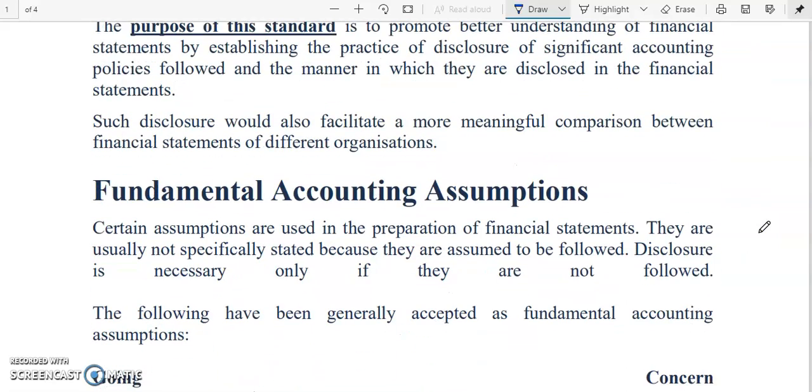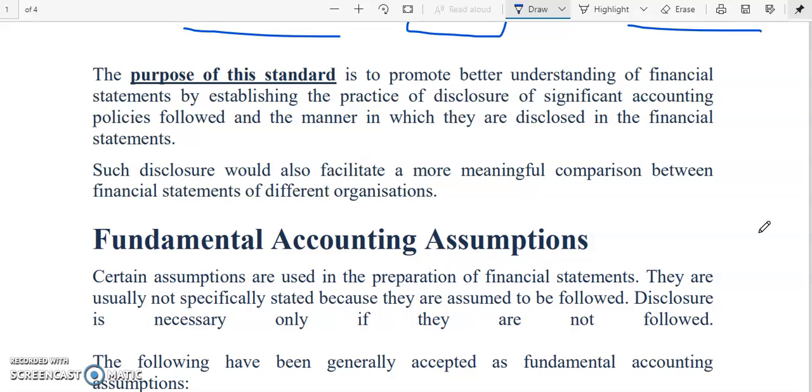Now, what is the purpose of this accounting standard? Accounting Standard 1 is issued for the purpose of better understanding of a financial statement by establishing the practice of disclosure of the accounting policy followed by the organization. Because for comparison between the financial statements of two organizations, or of two different periods, disclosure of accounting policy will be helpful.